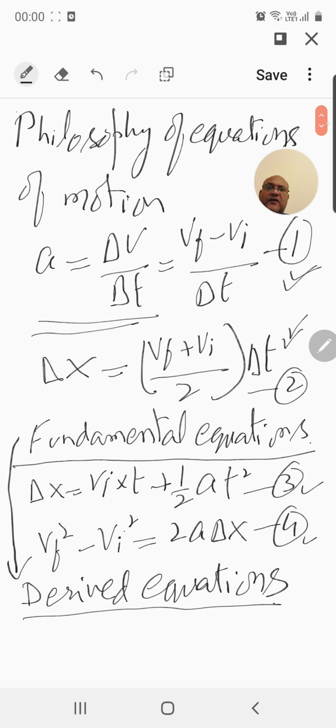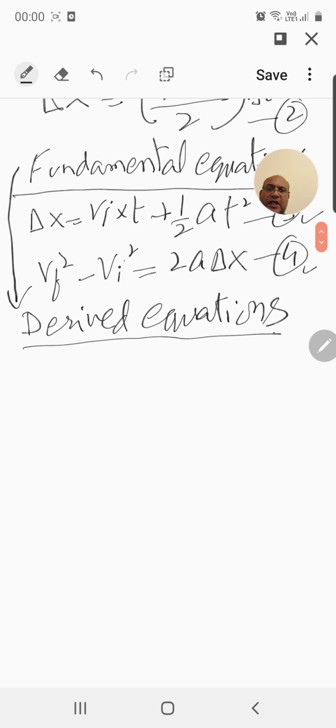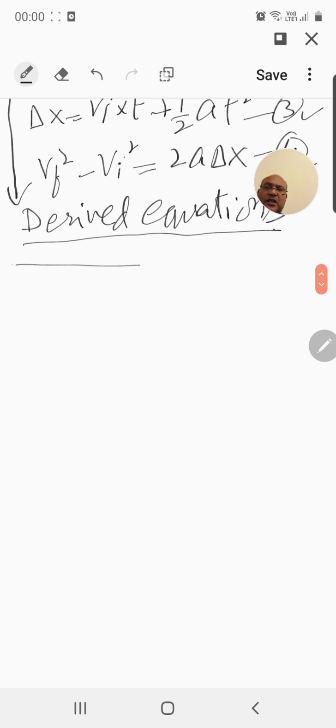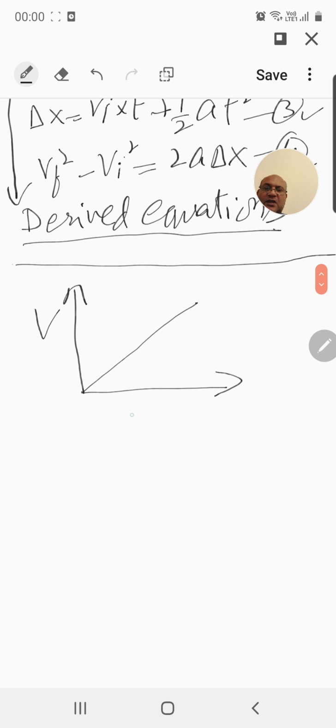Now the question is why equation number 1 and 2 are fundamental equations. You are already familiar with equation number 1, how you obtained that. Do you remember how you obtained equation number 1? Well, you plotted a velocity time graph. Velocity is along the vertical axis, time is along the horizontal axis. Velocity is measured in meters per second, time is in seconds.